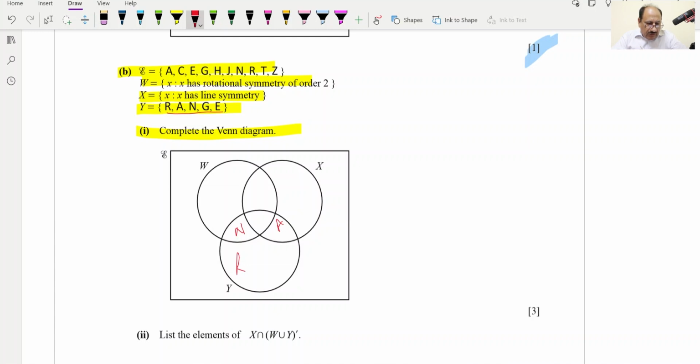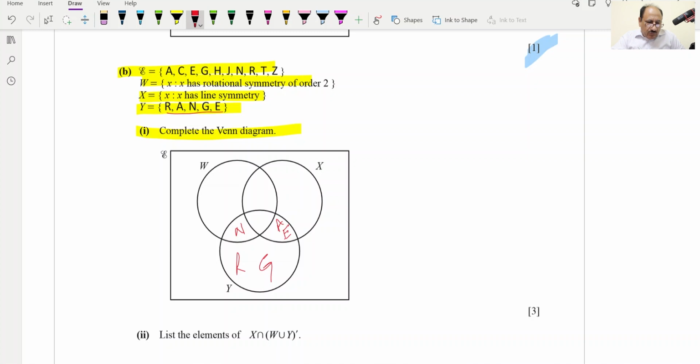G is not having line of symmetry, not having rotational symmetry, so it will be G over here. And then we can check for E, the last letter, which is having line of symmetry and not having rotational symmetry, so it will be in this region. Now we can check the remaining values.